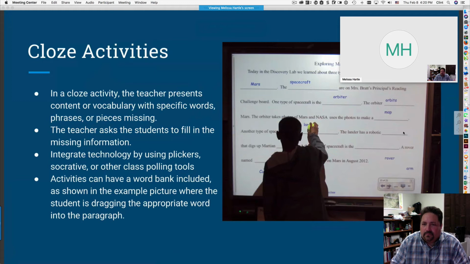and they're dragging and dropping words to fill in that passage, as you can see. And some suggestions from the text were to integrate technology using Plickers, Socrative, or some other class polling tool, for example, to see maybe you could give a sentence and then have the students chime in which option they would choose. You can see who got that right or not. It said that some of the activities could have a word bank as appropriate, or maybe you could do this with vocabulary or something.